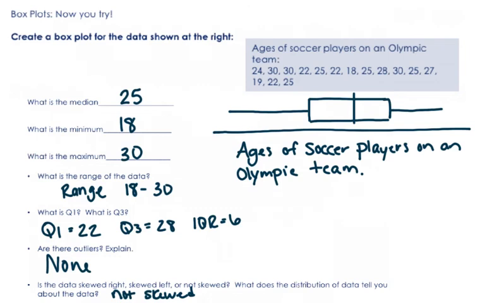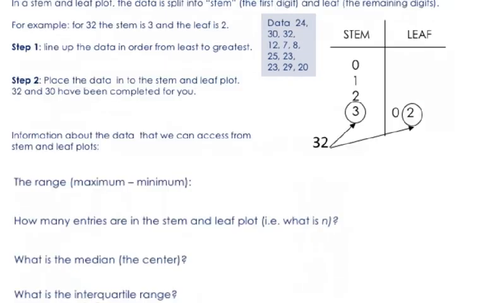And then I said this data is not really skewed, because it is kind of dead on. If you wanted to say slightly skewed a certain way, I would accept that too. But it's not that significant. So I just put non-skewed.